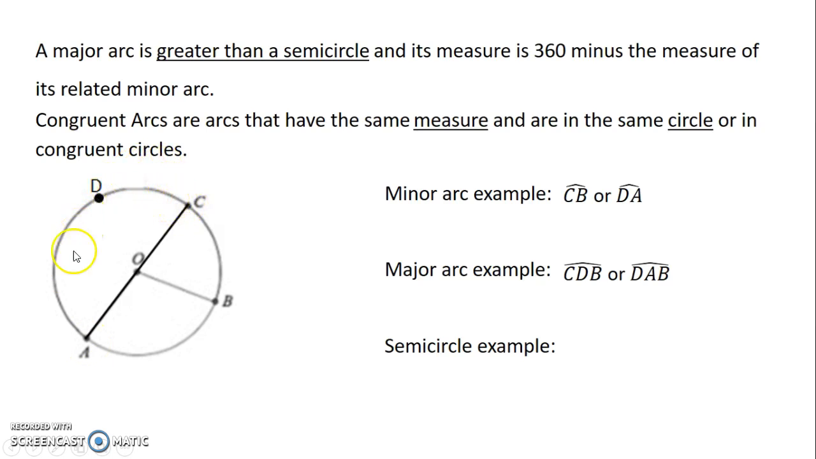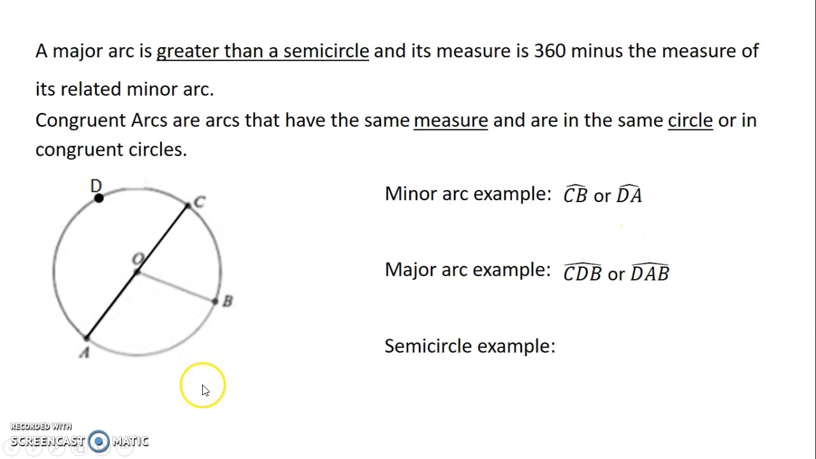So don't call this C, D, A, B. We only use 3 letters, so I just chose D. C, D, B is the name of that major arc. Starting at C, heading toward D, and not stopping drawing the circle until I hit B. That would be a major arc.